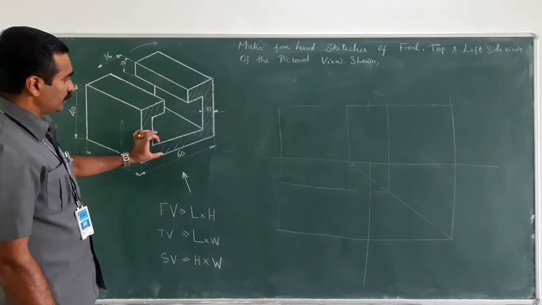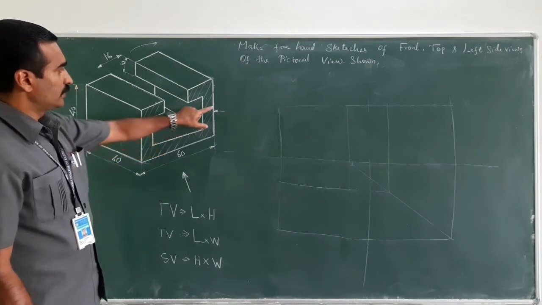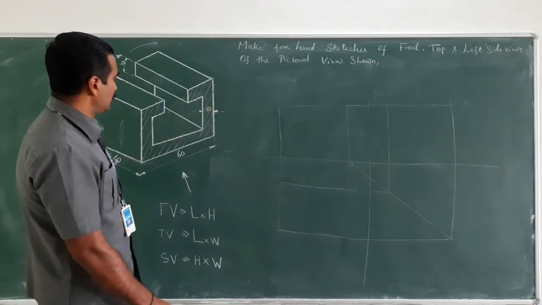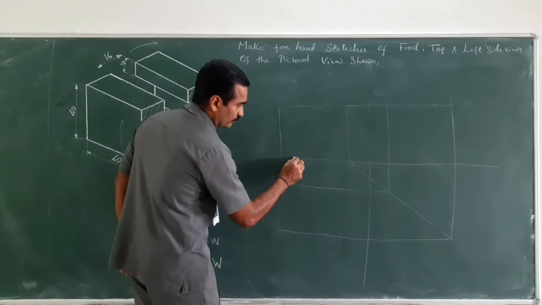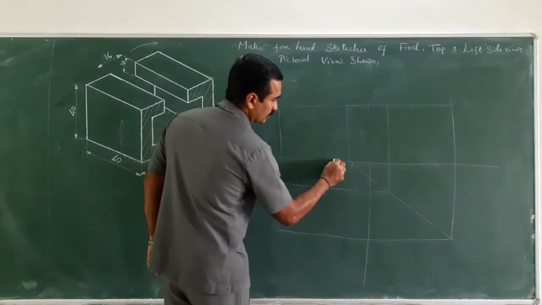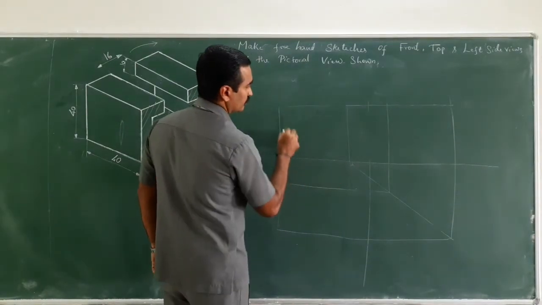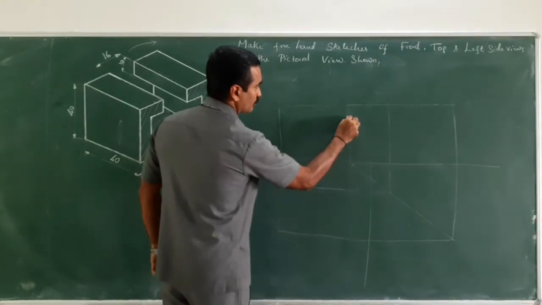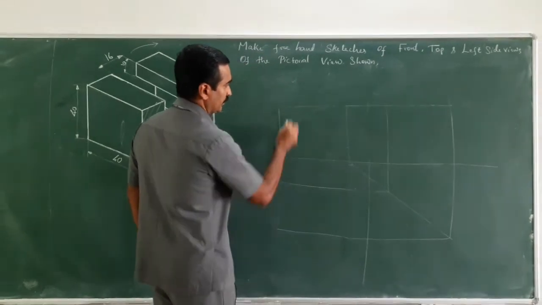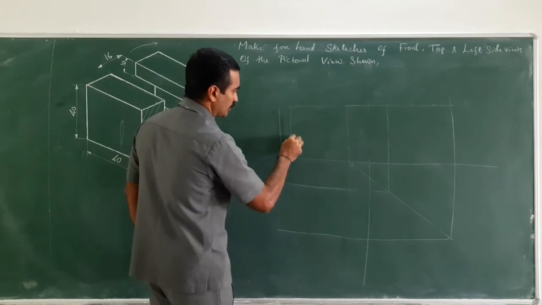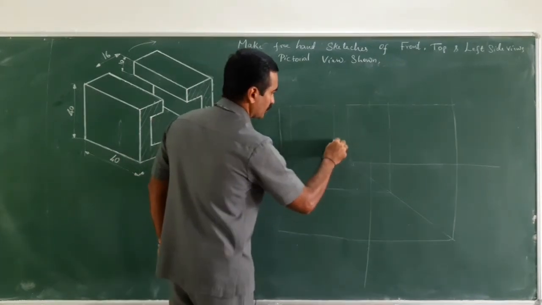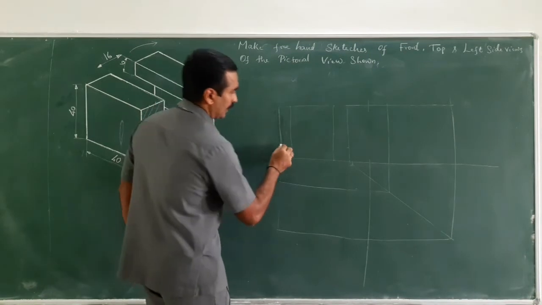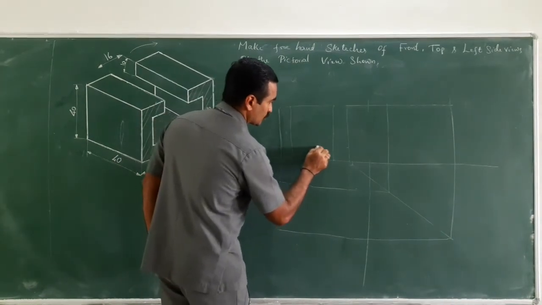So the thickness of this web is 10 mm, right? So take 10 mm from here, 10 mm, this is approximation only. So 10 mm from here, 10 mm from here. Right, you should use only 2H pencil, because whatever the line drawing here is a construction line.